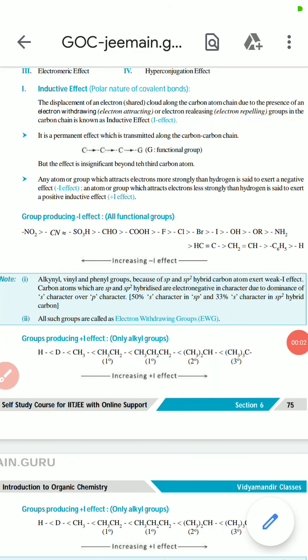Hello students, let's see inductive effect. Inductive effect is a very important effect in GOC, General Organic Chemistry. So let's see what the inductive effect is.